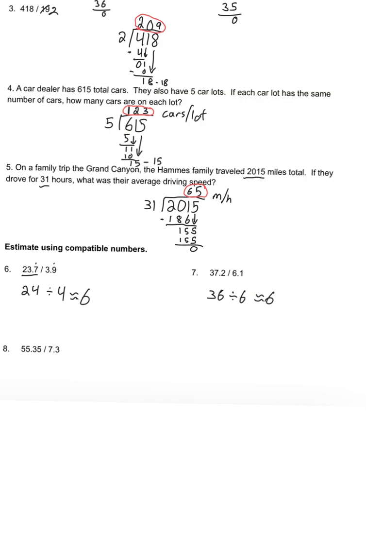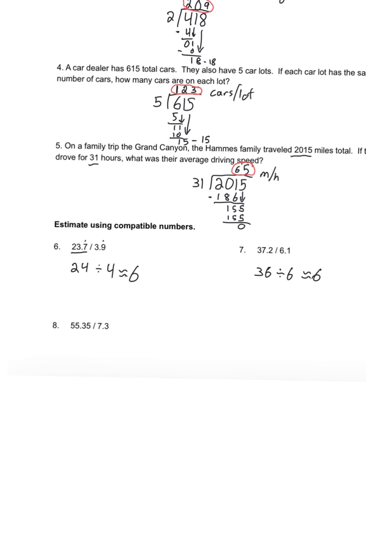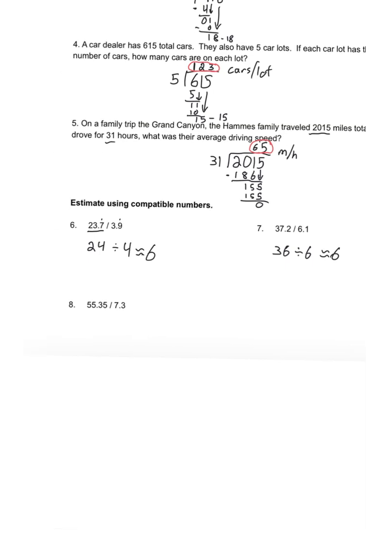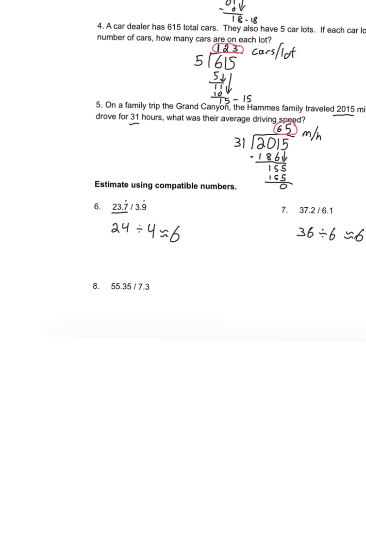So, on the last one, we'll take 55.35, and we're actually going to estimate it up to 56, because 55 and 7 don't really match well. So we're going to go up to 56, see if we can get a math fact out of it, one of our easy division facts.